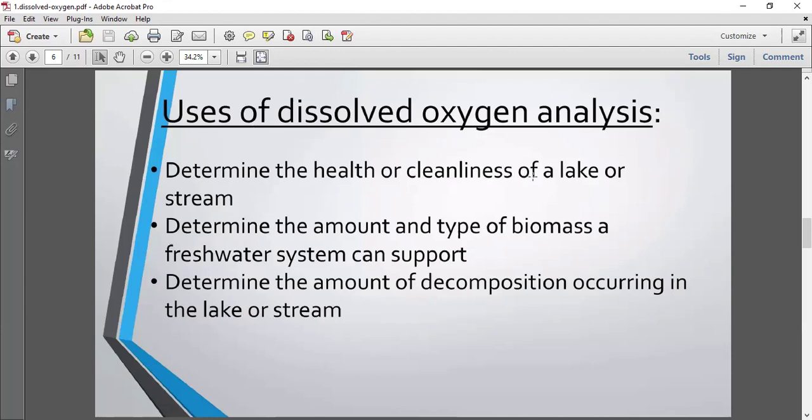Determine the health or cleanness of a lake or stream. Determine the amount and type of biomass a freshwater system can support. Determine the amount of decomposition occurring in the lake or stream. This is the drinking water. This one is for drinking water. Determine the decomposition. This is sewage water.